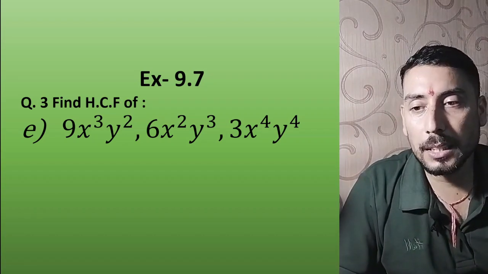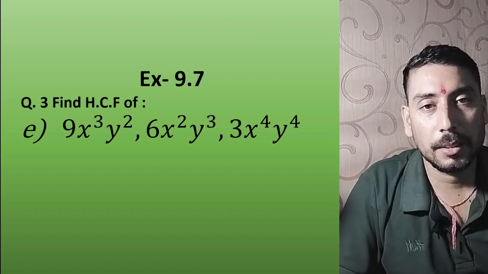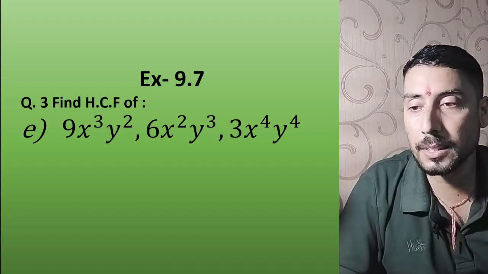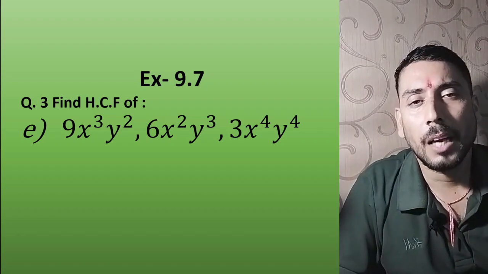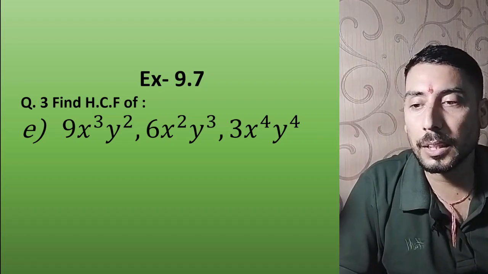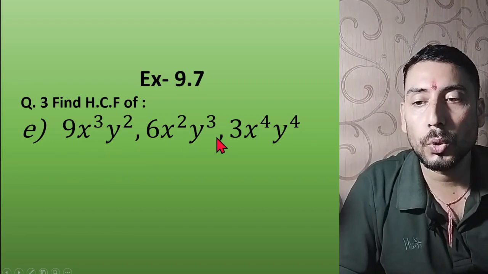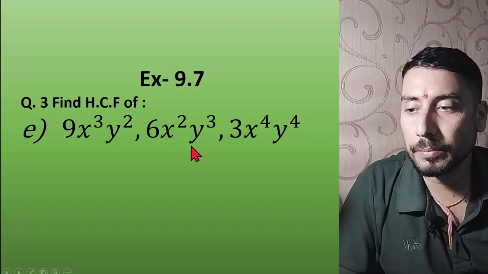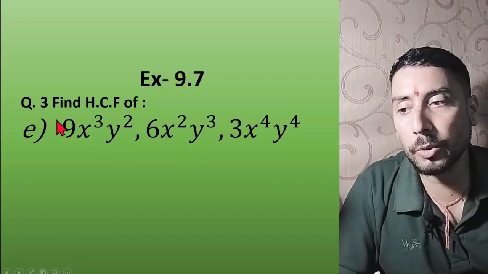So as I said earlier, HCF means the largest factor that divides all the expressions. So let's see how many expressions are here. How many are here? Can you see? Yeah, here are altogether 3 expressions, 1, 2, 3. And if you realize it, what kind of expressions are they? They are monomials. How do you know they are monomials?